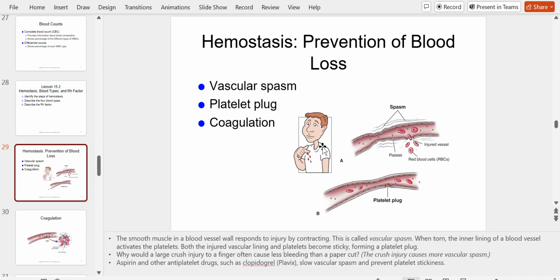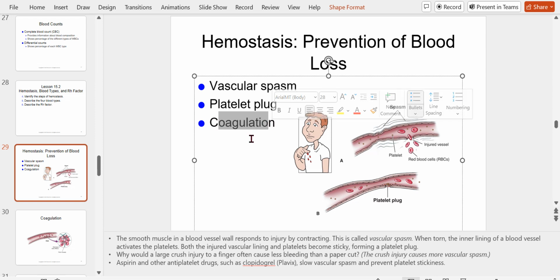And then you have what's called platelet plug formation. Okay, and then blood coagulation. Coagulation means just this blood comes together and kind of forms a muck. Okay, sticky, and that's your plug, right?